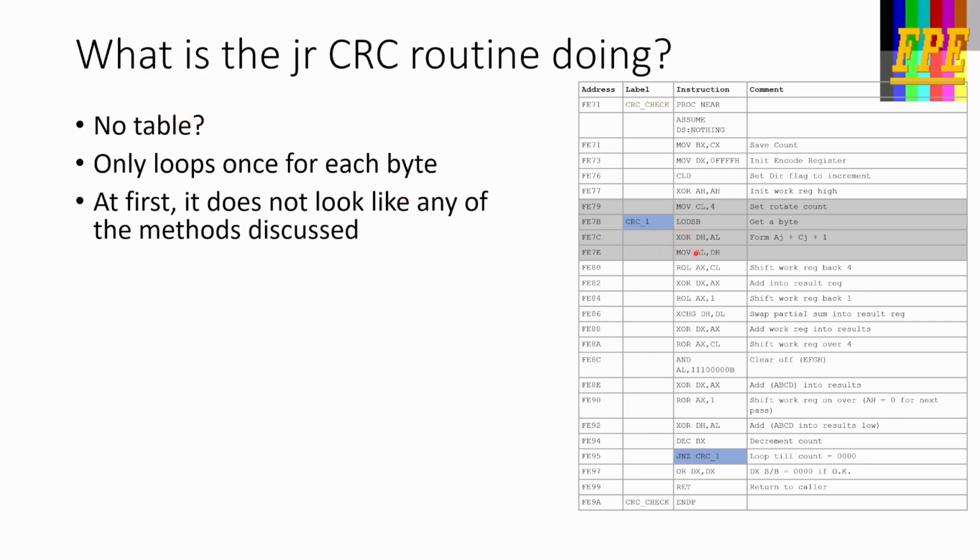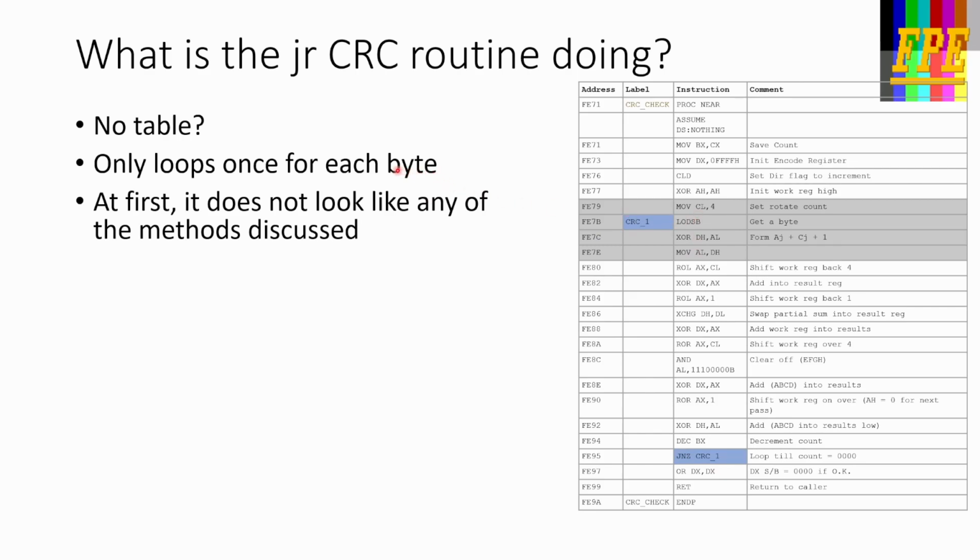The interesting thing here is you can see there is no table buildup in this routine at all. It does not run through all characters or all byte combinations and create a table entry for each. And the loop it does, to the CRC1 label from FE95 down to FE7B, only loops over each byte. The LODSB is where it pulls in the byte, from the cartridge, the actual data or message, as I've been calling it so far. And it only loops through one time for each byte.